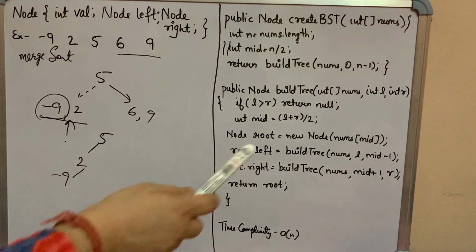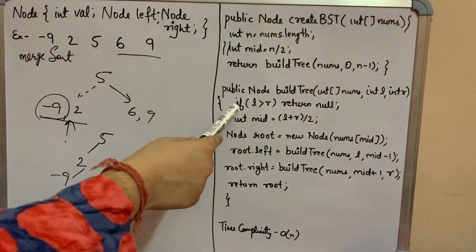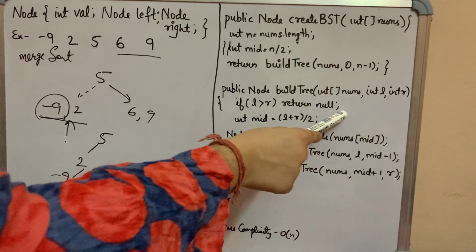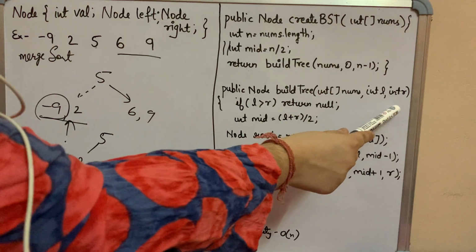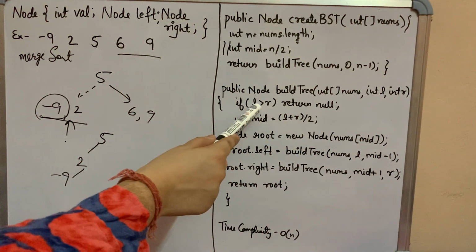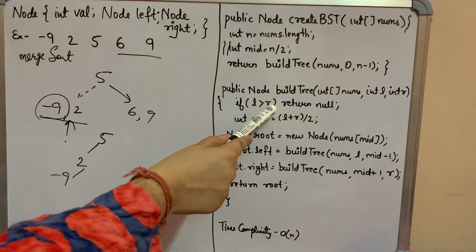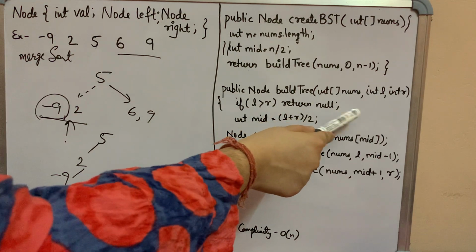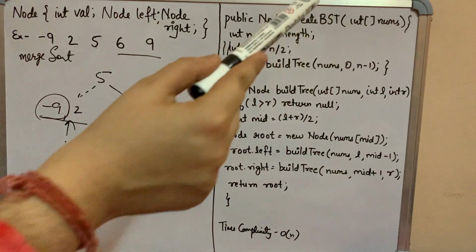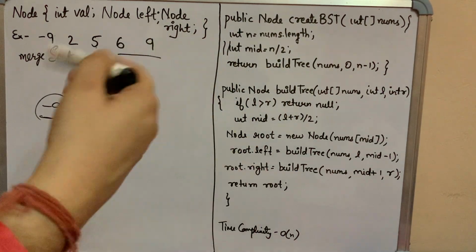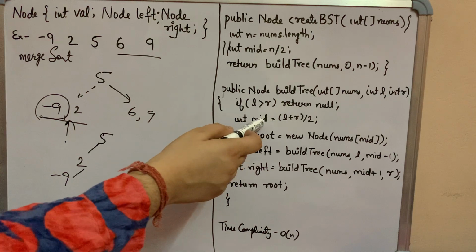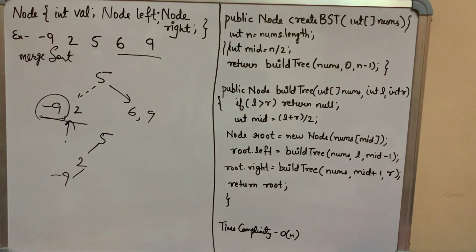Now your build tree function takes nums, and in this there is a condition to stop the recursion. When do you want to stop it? If L is greater than R, because you are always putting it like this. As soon as your starting index is greater than your ending index, you have to return null. This is the condition which you put just to stop the recursion, when you have to actually stop calling it. Now come here, the middle. This is what I was talking about initially. Just forget about it for now.